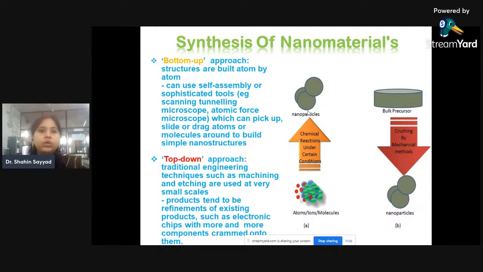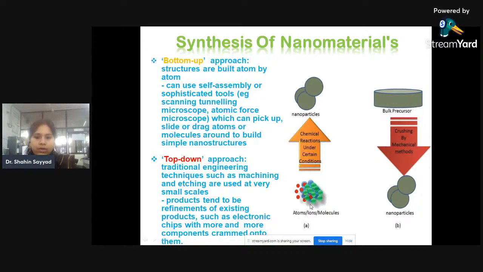So there are two approaches used for the synthesis of nanomaterials. One is the bottom-up approach, and the other is the top-down approach. As the name suggests, the bottom-up approach means we are moving from the atomic scale to the bulk level.